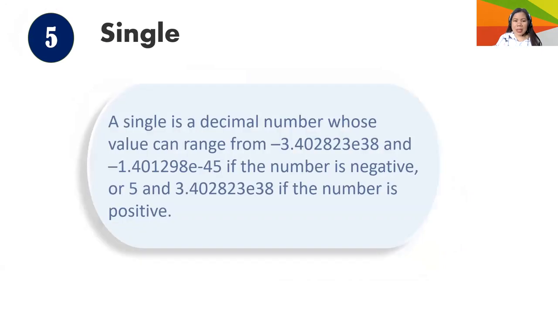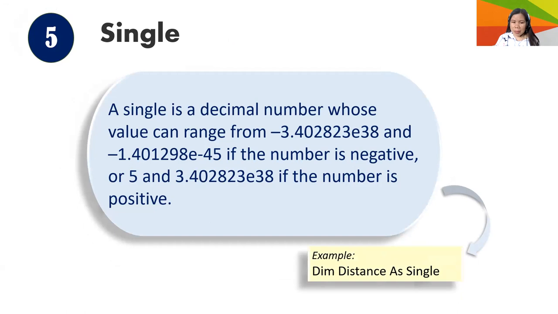Fifth data type is Single. A Single is a decimal number whose value can range from negative 3.40282 times 10 raised to the power of 38 to negative 1.01298 times 10 raised to the power of 45, if the number is negative, or from 1.01298 times 10 raised to the power of 45 to 3.402823 times 10 raised to the power of 38 if the number is positive. Example, Dim distance As Single. The distance here is our variable and Single is its data type.